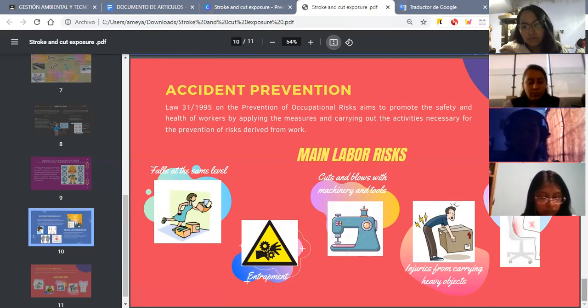And the final main labor risk is forced postures. We can ergonomically design our workstations by analyzing work procedures, selecting work tools with suitable design to avoid forced postures and overexertion, allowing posture changes and breaks, alternating tasks if possible, performing basic stretching exercises in the areas of the body most affected, and carrying out periodic health surveillance.